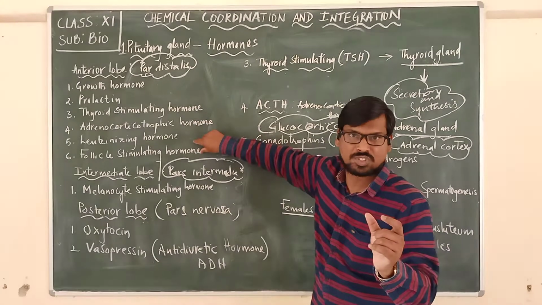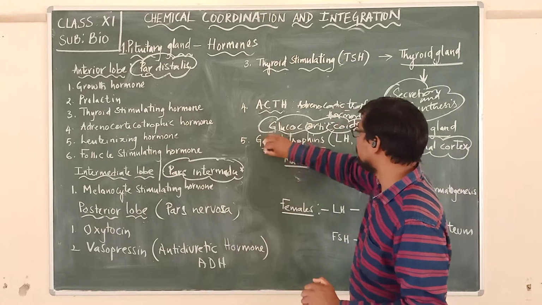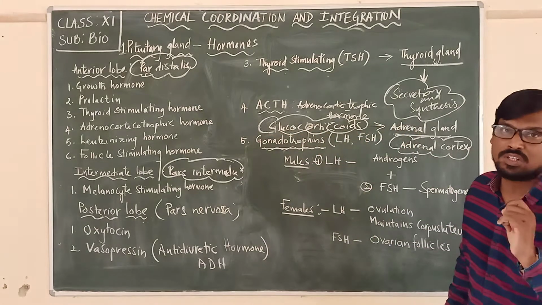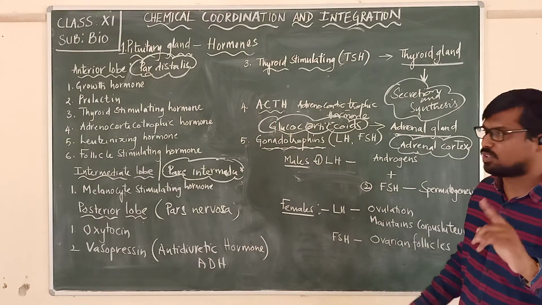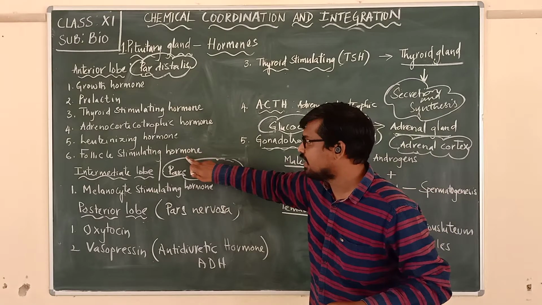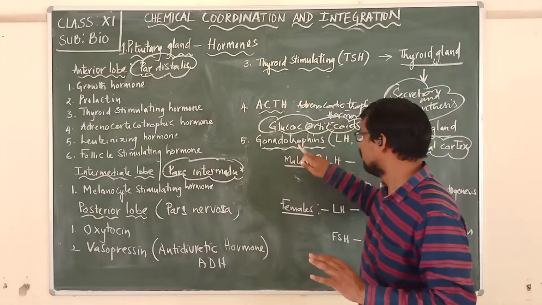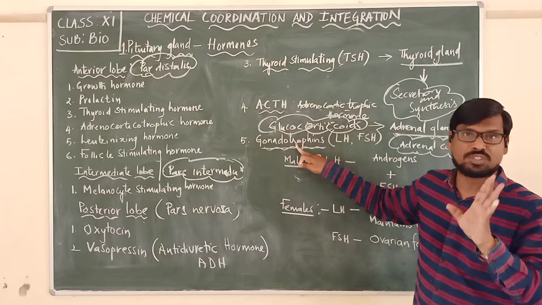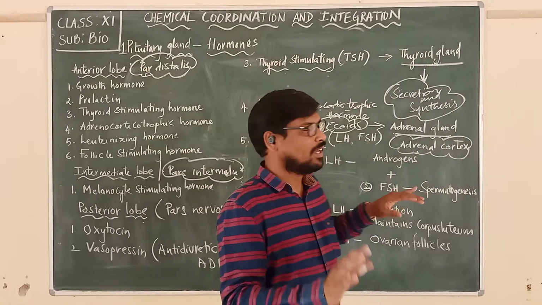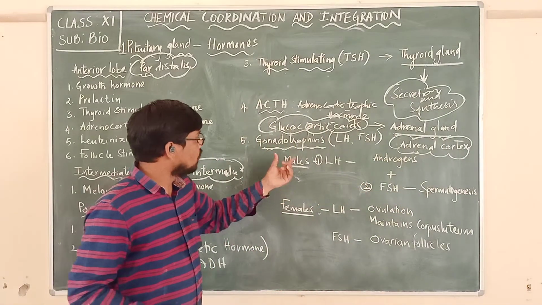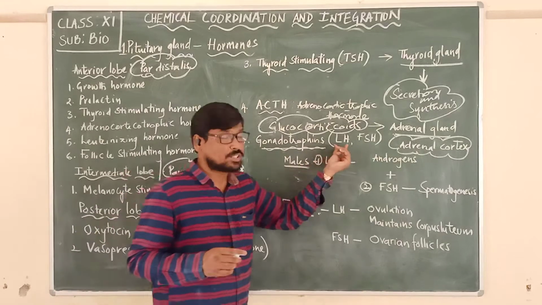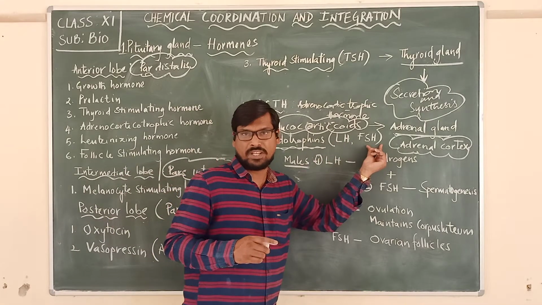These two hormones together are called what? Gonadotrophins. Remember that. Luteinizing hormone and follicle stimulating hormone are together called gonadotrophins. So we are now going to look at the gonadotrophins, which are luteinizing hormone and follicle stimulating hormone.